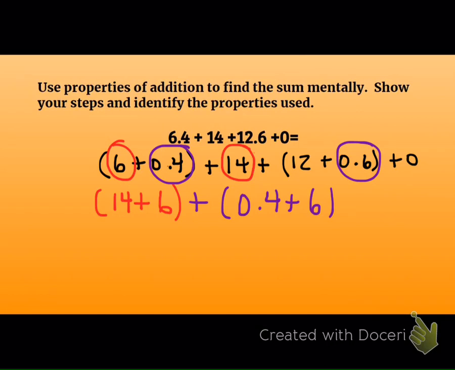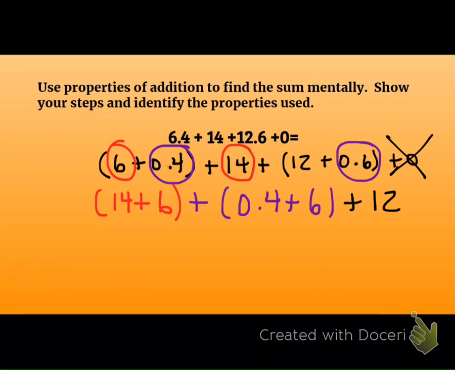And then what I have left over is just the 12. I've used all the numbers. I can almost ignore that 0 because it's not going to change the value of my expression at all. Just ignore it. Now I can go ahead and add these together. So 14 plus 6, that's 20. Oops, you know what I forgot was a decimal there.